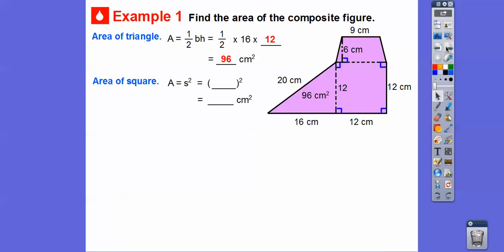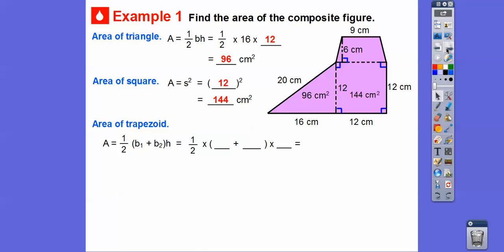All right, now let's find the area of the square. Okay, so the square is a 12 by 12, so we're going to do 12 squared, which is 144, and then the area of the trapezoid. Okay, so the base is, here's base 1, here's base 2. All right, so let's go ahead and plug that in. So base 1 is 9, base 2 is 12, and the height is that 6 right there, okay? All right, let's go ahead and add 9 plus 12, gives us that 21 right there. And then I'm going to do half of 6 is 3, and then 3 times 21 is 63, okay?